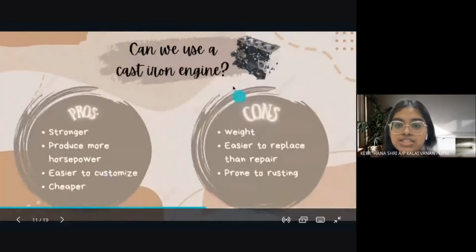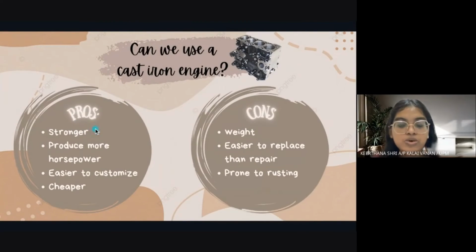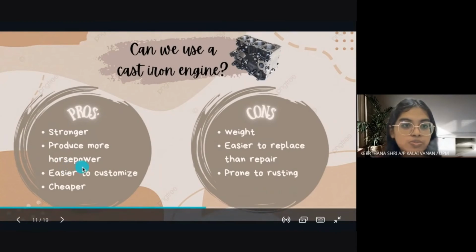Can we use cast iron as an engine? Yes, we can, because it has more pros than cons. It is typically stronger and can stand up to higher internal pressure. Then the iron engine can produce more horsepower. It is also easier to customize, because certain cast iron engines can be upgraded without having to alter the engine's internal components, and it is cheaper.